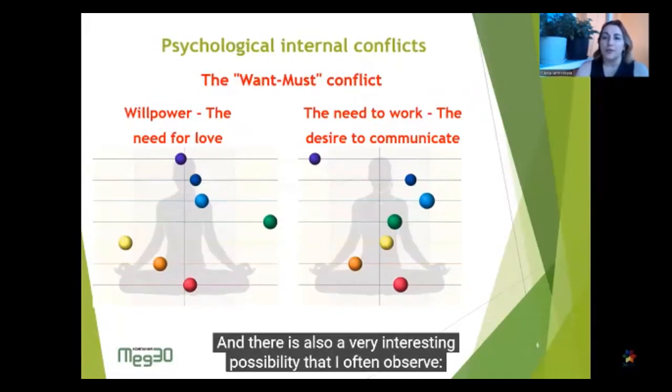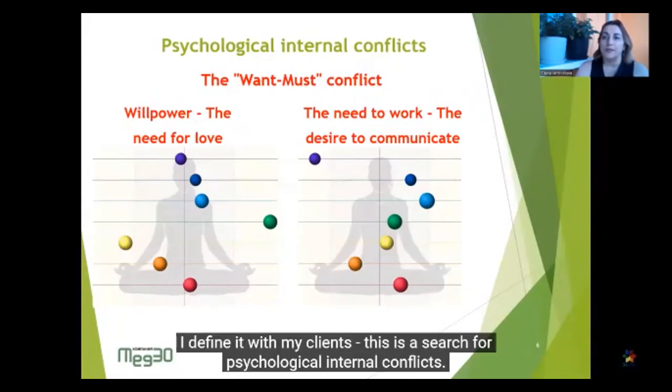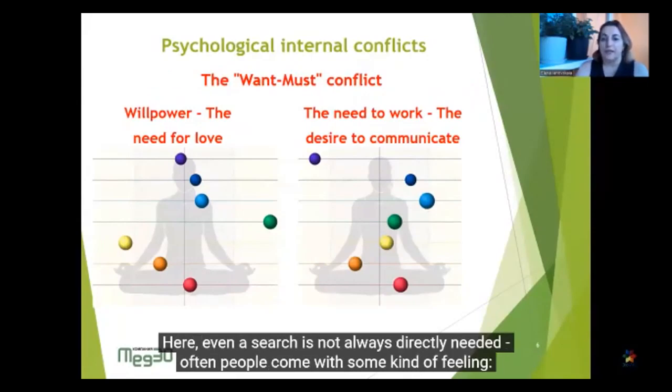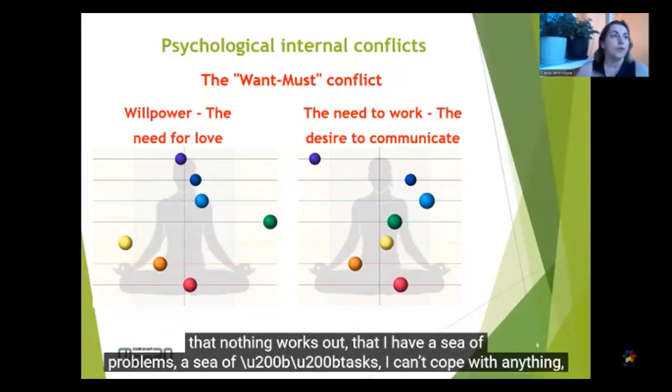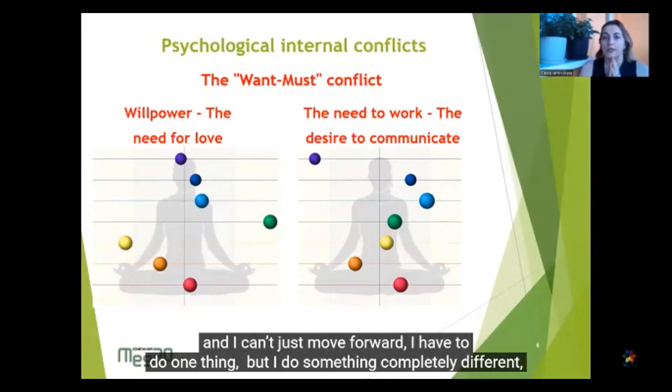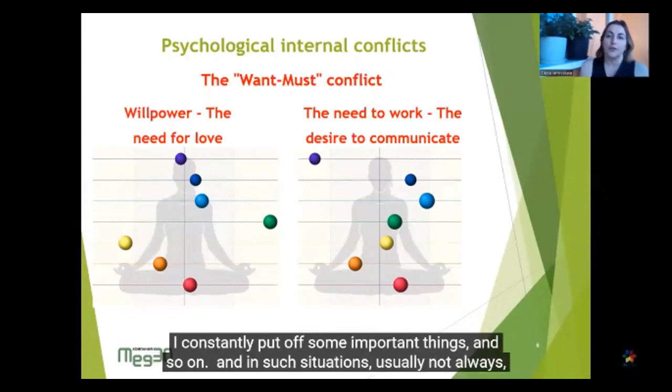Another interesting possibility that I often observe, I define with my clients, is the search for psychological internal conflicts. Even though this search is not always directly needed, often people come with a feeling that nothing works out, that they have serious problems and cannot move forward. I have to do one thing, but I do the opposite. I constantly put off important things and so on.